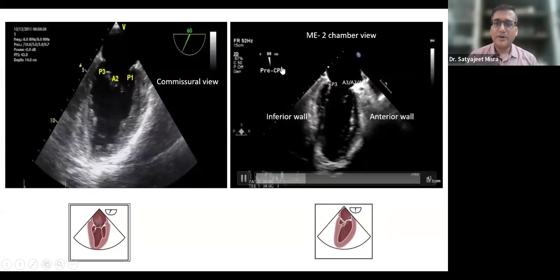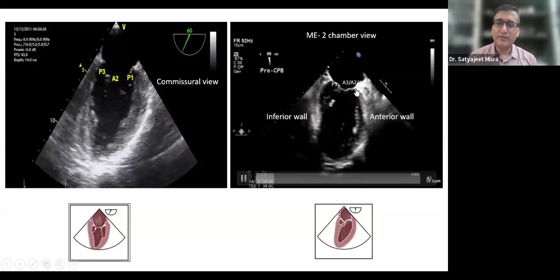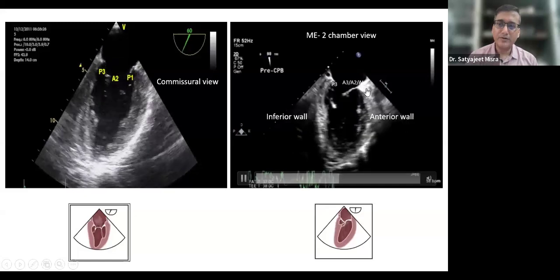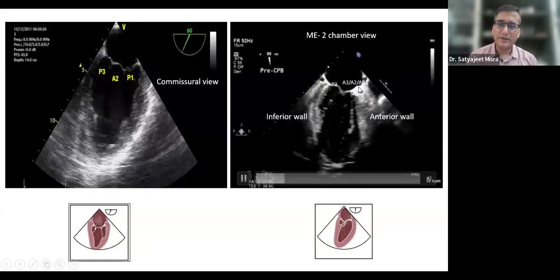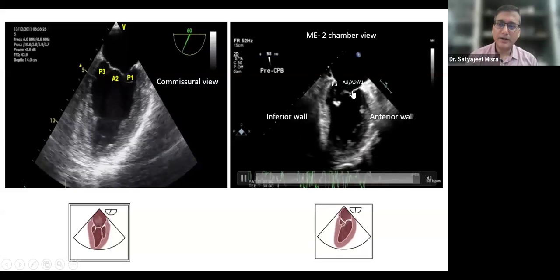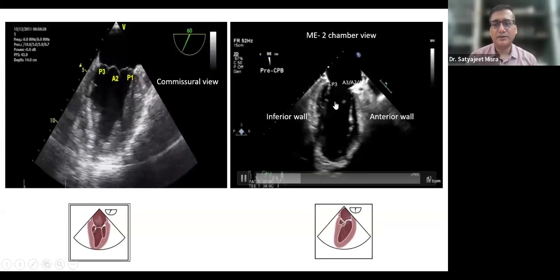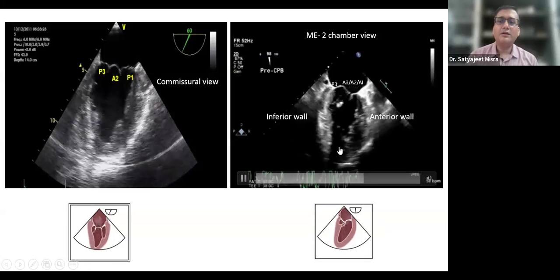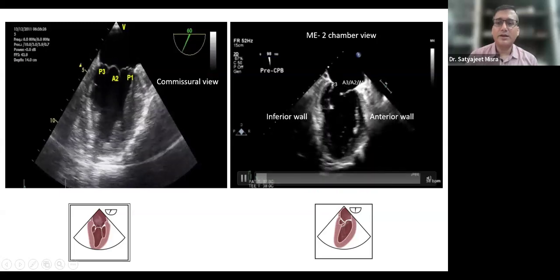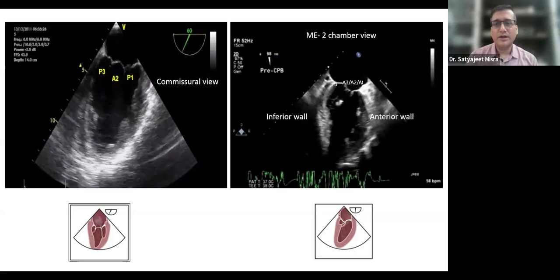When we rotate the multiplane angle further to 90 degrees, we cut the mitral valve anterior leaflet in its entirety. So from the LA appendage to the coaptation point, you get the A1, A2, and the A3. And opposite the coronary sinus, you get the P3 scallop. So this is how the two-chamber view looks. If you move the probe a little more leftward, you will cut more portions of the posterior mitral leaflet.